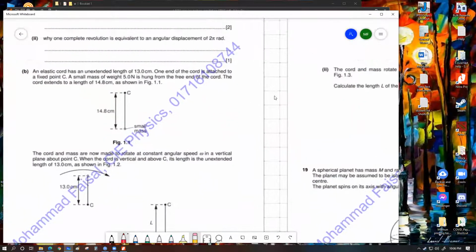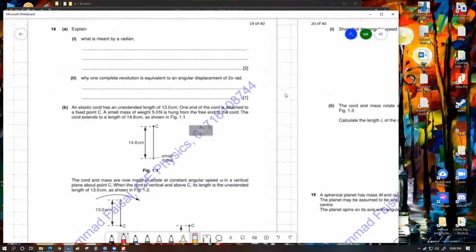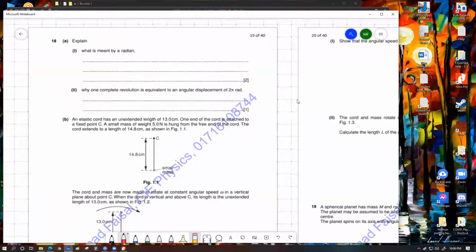আচ্ছা, আমি এই প্রবলেমটা খুব ভালো মতন করাবো। কোশ্চেন নাম্বার 18, কোশ্চেন নাম্বার 18টা আমরা একটু দেখি। Explain what is meant by radian. এখানে radian এর ডেফিনিশন লিখবা। Why one complete revolution is equivalent to an angular distance of 2 pi radian.